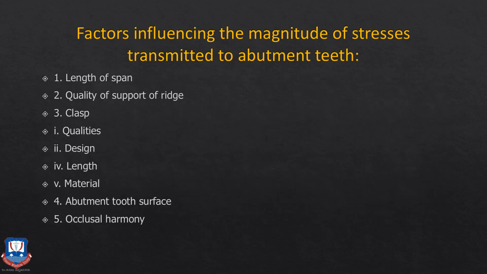So the second is the quality of the support of the residual alveolar ridges, that is what type of ridges we have. The third is the clasp assembly, which is further classified into the quality of the clasp assembly, the design, the length, and the material that is used for fabricating the clasp. And the fourth is the type of abutment tooth surface that is being used, that is whether it is a crown or it is natural enamel on which the clasp assembly is being placed. And the last is the occlusal harmony of the RPD, that is the dentition should have a harmonious relationship with the antagonist teeth in the opposing arch.